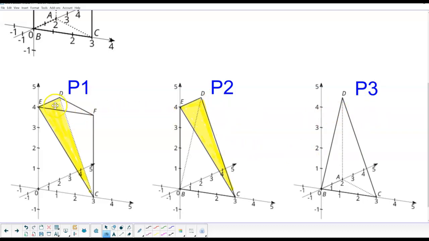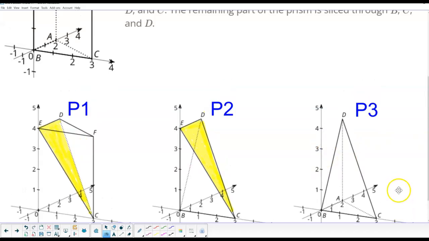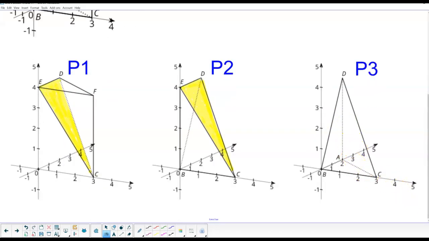And just for example, for P1, you can see that the yellow face would be shared with the yellow face of P2. And then we could highlight other pieces as well. Our job then is to use these three individual pieces and the bases or faces that they have in common to help us come up with the formula for the volume of a single pyramid.